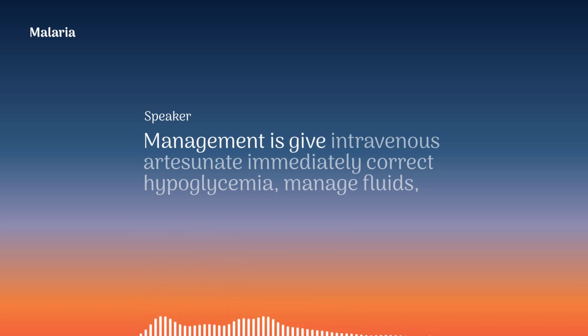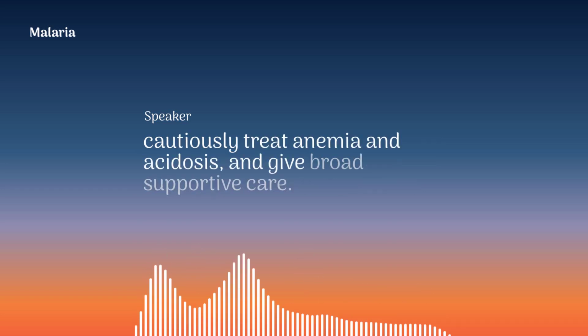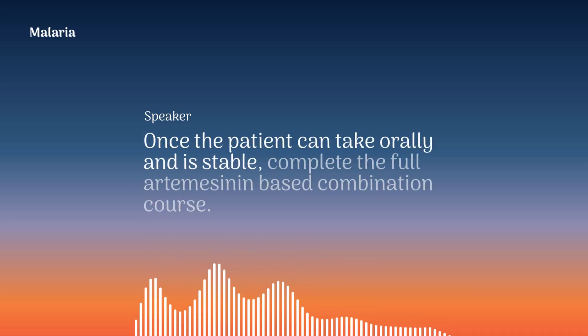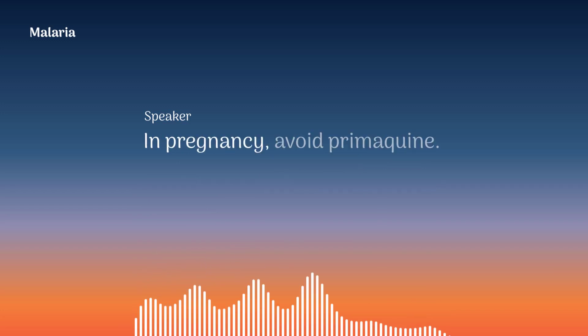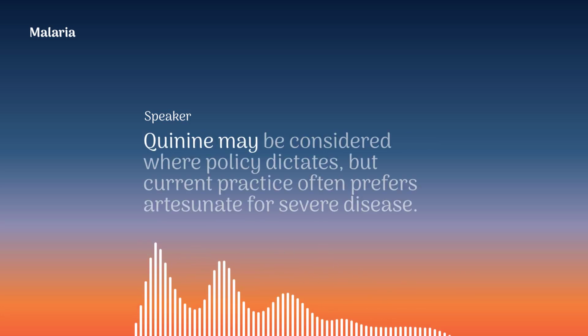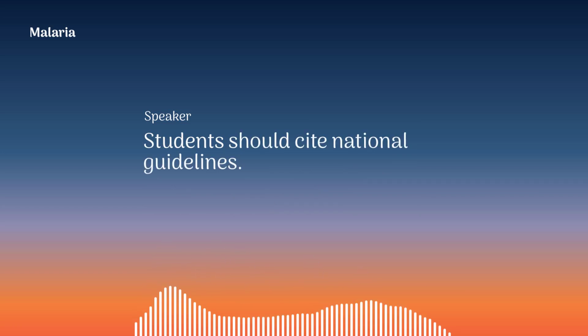Management is: give intravenous artesunate immediately, correct hypoglycemia, manage fluids cautiously, treat anemia and acidosis, and give broad supportive care. Once the patient can take orally and is stable, complete the full artesunate-based combination course. In pregnancy, avoid Primaquine. In the first trimester, quinine may be considered where policy dictates, but current practice often prefers artesunate for severe disease. Students should cite national guidelines.